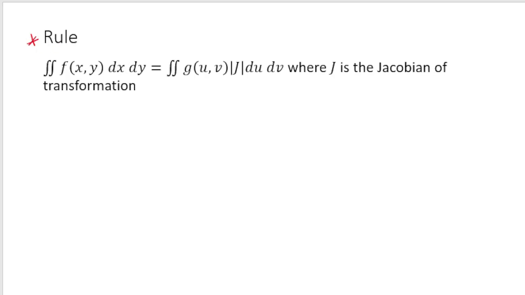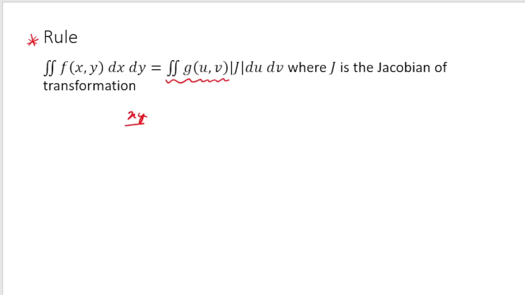First of all, let us look at the rule. The rule is very simple. Suppose we have x, y variables in which the original problem is given, and I want to change the problem into new variables, that is u and v. The question arises: why should we change the variable?